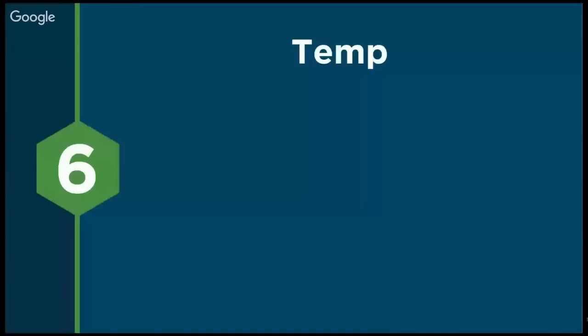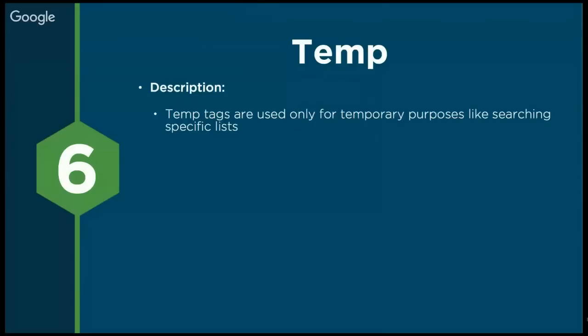All right, and the 6th tag category is temp, stands for temporary. So temp tags are used only for temporary purposes like searching specific lists. So you may have found when you go into particular reports in Infusionsoft and trying to search by some things, well, every once in a while you run into a situation where you need to do a search with some tags and some other things, and then you need to go into another report or another search and search over there to get to the list that you need. In between, though, you've got to tag people to get them over to the other list.